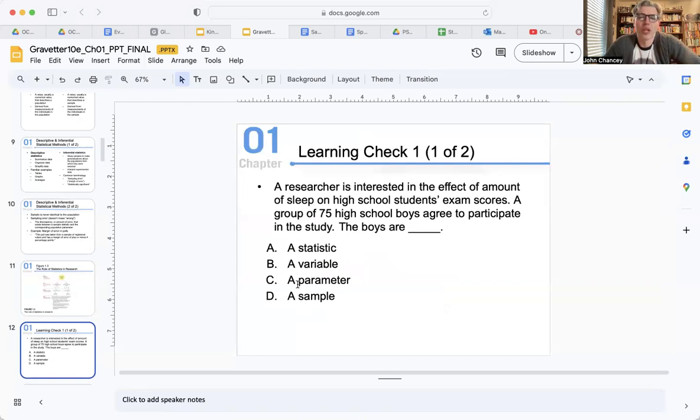Here we go. A researcher is interested in the effects of amount of sleep on high school students' exam scores. A group of 75 high school boys agree to participate in the study. The boys are A, a statistic, B, a variable, C, a parameter, or D, a sample.